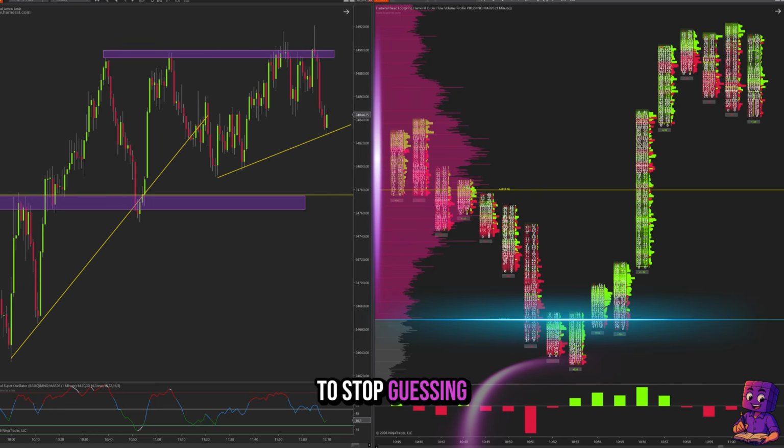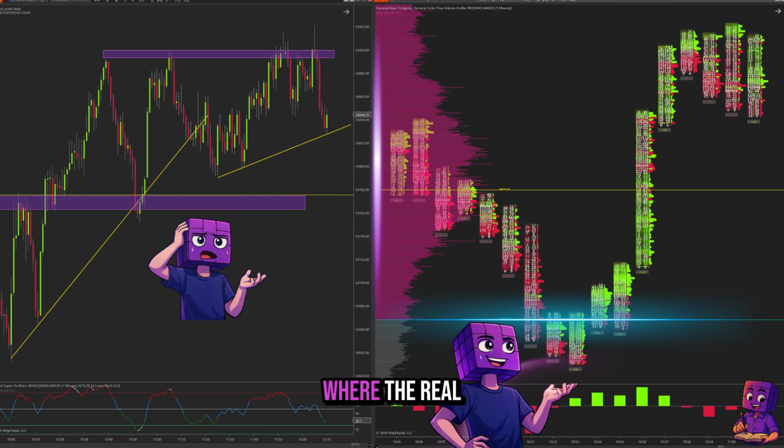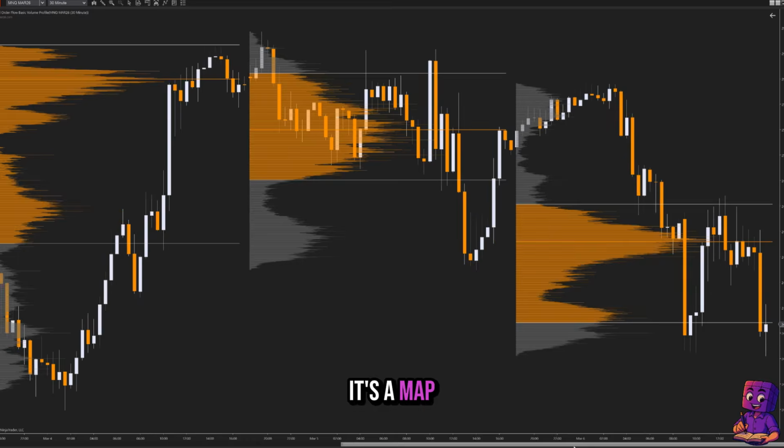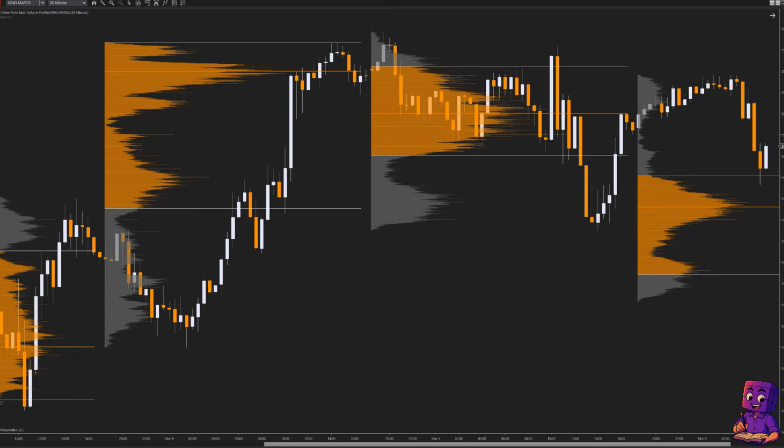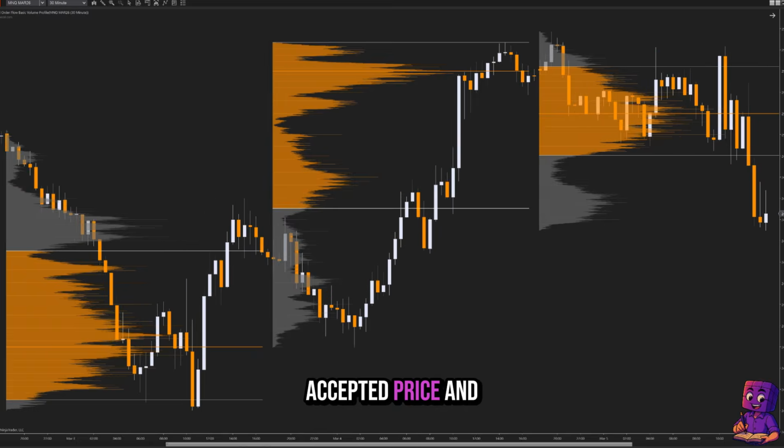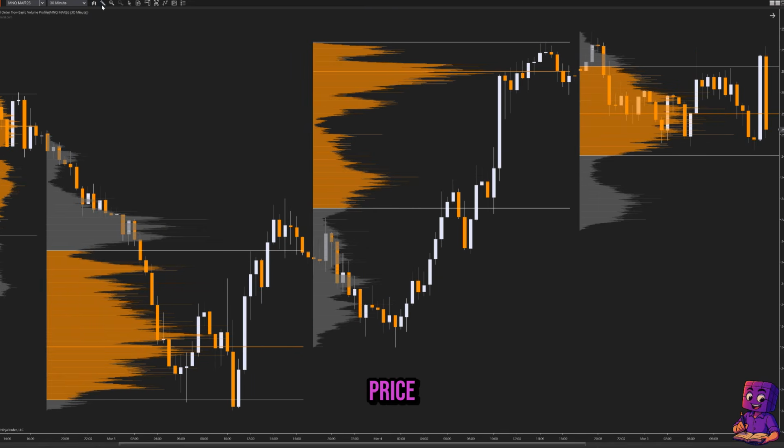Do you want to stop guessing support and resistance from candlesticks and instead see where the real trading happened? Because volume profile is not another indicator. It's a map of market memory, where the market accepted price and where it rejected price.